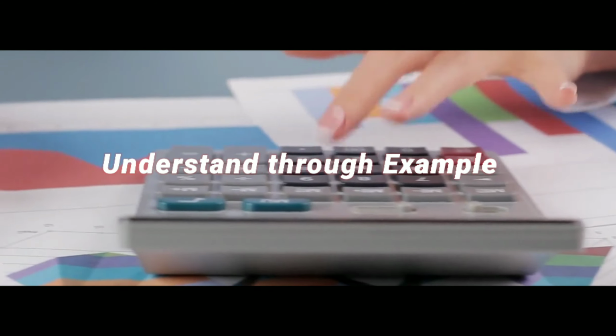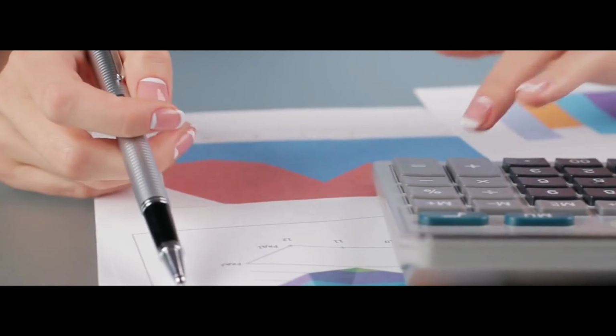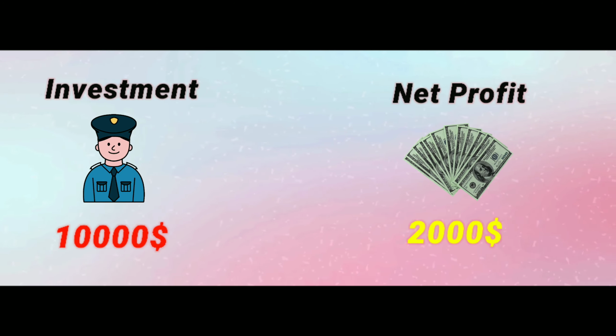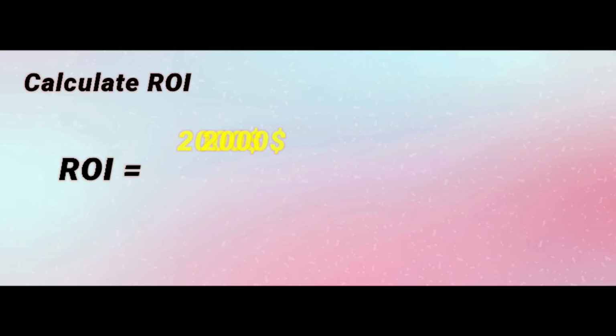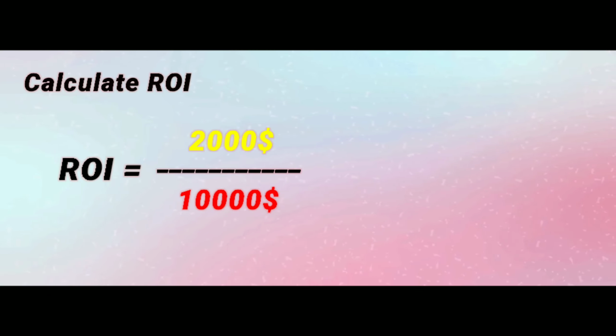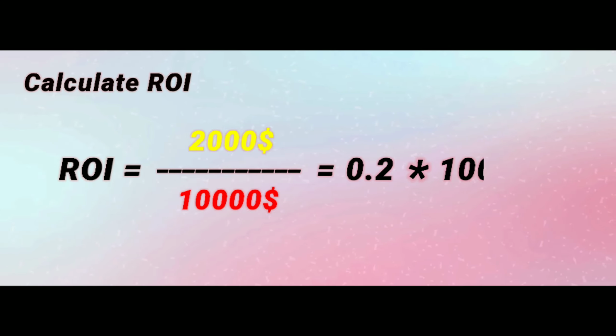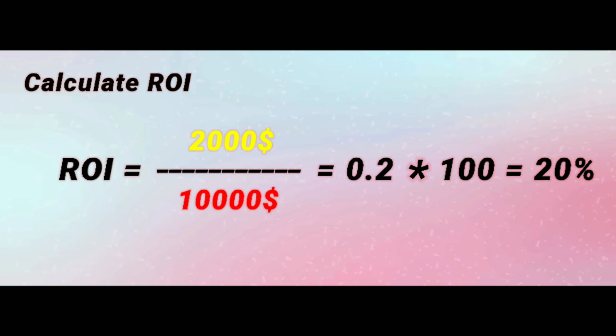Let's consider an example to illustrate the calculation of ROI. Suppose you invested $10,000 in a project, and it generated a net profit of $2,000. To calculate ROI, divide the net profit, $2,000, by the initial investment, $10,000, which gives you 0.2. Multiply this value by 100, and you find that the ROI for this investment is 20%.